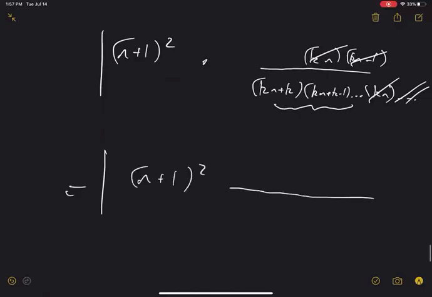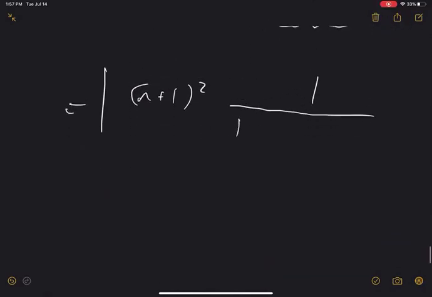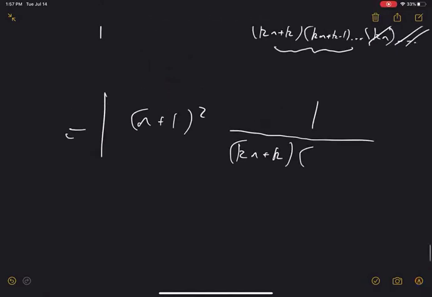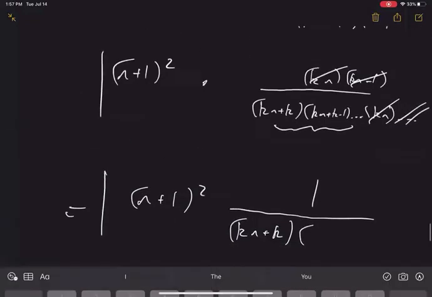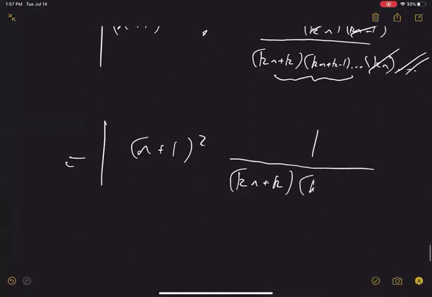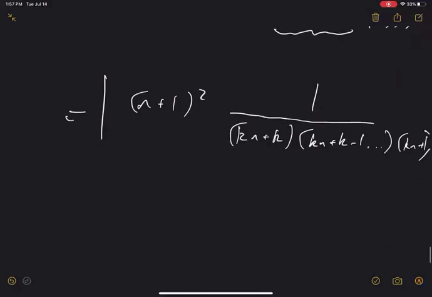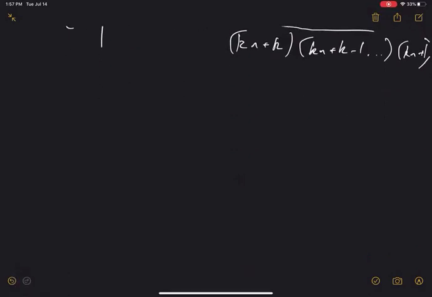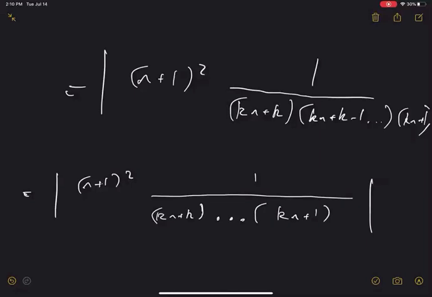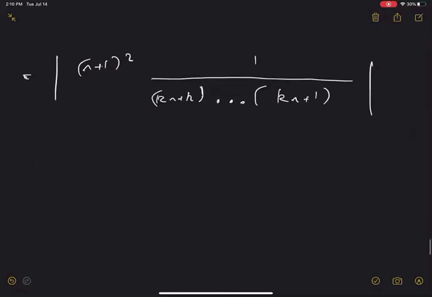which is what? I'd have 1 on top. On bottom, I would have kn plus k, kn plus k minus 1, and so on until I get to kn plus 1. Now, how does that simplify with everything up there? Okay. This is about as simple as I can make it. And let's just kind of rewrite it real quick. So I've just rewritten it a bit neater, and this is what we get when we simplify.